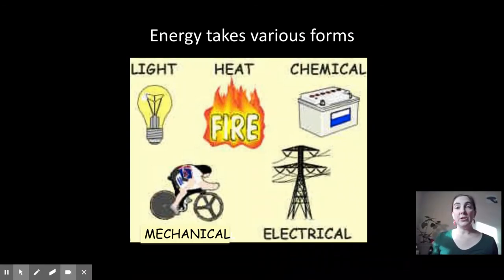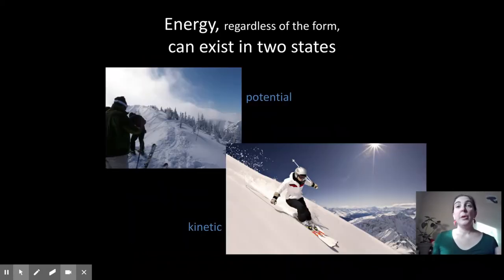As we talk about energy, energy can take lots of different forms. And this is something you probably already know. Energy can exist as light or heat. You can have chemical energy stored within molecular bonds, mechanical energy like the energy of movement, or electrical energy. So there can be lots of different types of forms that energy exists in. But regardless of the form, there are kind of two main states that we can have. You can have potential energy, which is a form of stored energy.